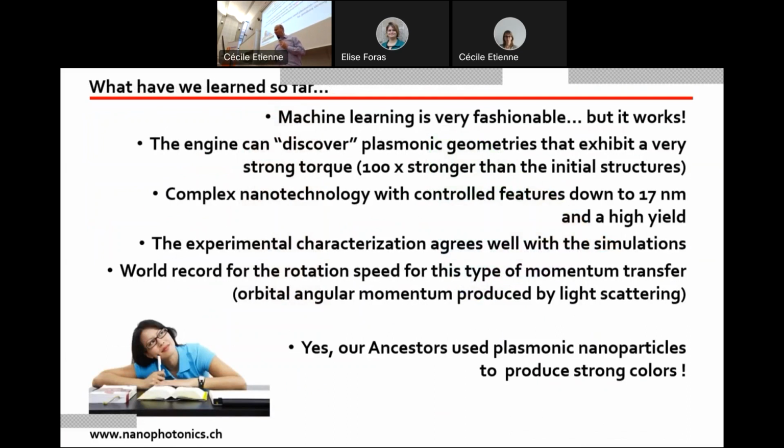So that's the final summary for what we've seen on the machine learning. And I'm also happy to take questions on that if there are any.